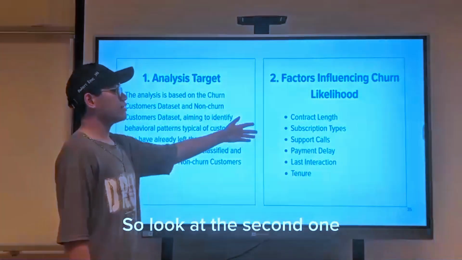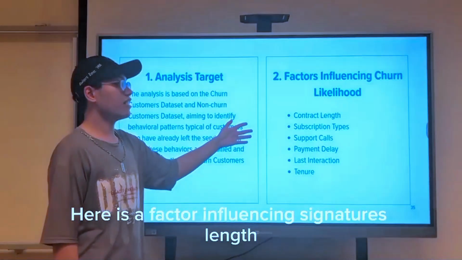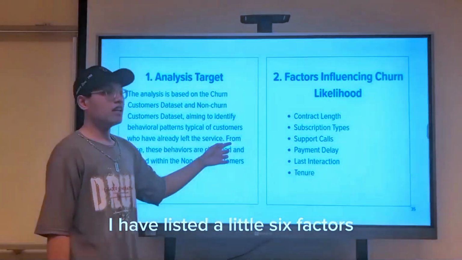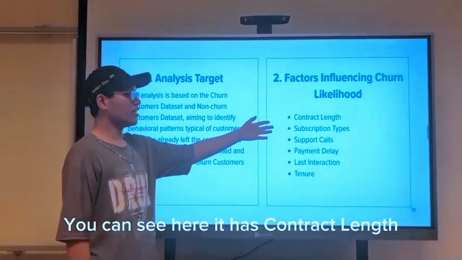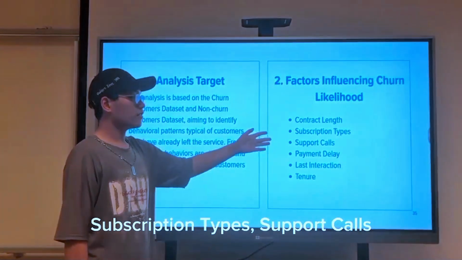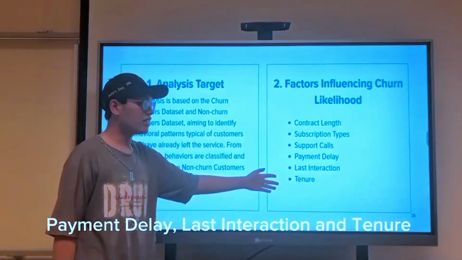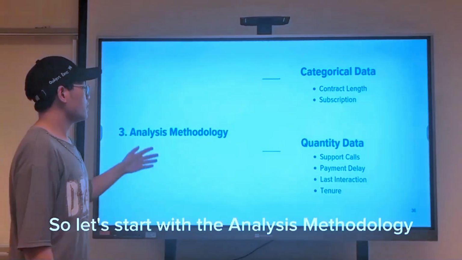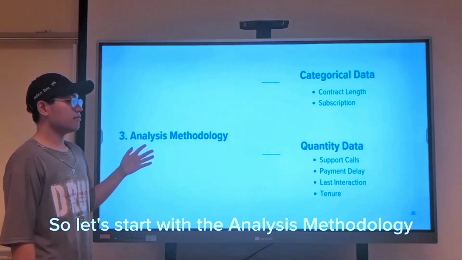Okay, so look at the second one. Here are the factors influencing churn likelihood. I have listed 6 factors: contract name, subscription type, support calls, payment delay, usage interaction, and tenure. Okay, so let's start with the analysis methodology.